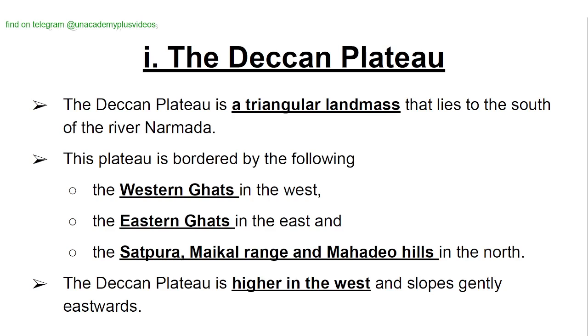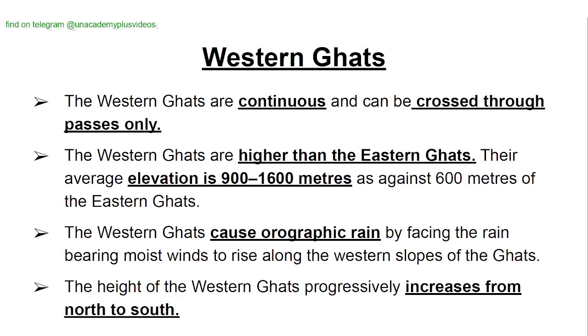This plateau is bordered by the Western Ghats in the west, Eastern Ghats in the east, and the Satpura, Maikal Range, and Mahadeo Hills in the north. The Deccan Plateau is higher in the west and slopes gently eastwards. Western Ghats. The Western Ghats are continuous and can be crossed through passes only. The Western Ghats are higher than the Eastern Ghats. Their average elevation is 900 to 1600 meters as against 600 meters of the Eastern Ghats.